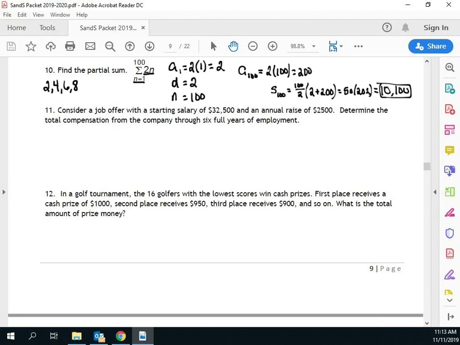Okay? All right. Consider a job offer with a starting salary of $32,500 and an annual raise rate of $2,500. Determine the total compensation from the company through 6 full years of employment. So this actually plays into effect, guys. You've got to be able to say, okay, if I'm going to do this and give this top promise to this guy, can I fulfill it in 6 years? Because, I mean, after 6 years, he's getting a $1,000 raise. That's $6,000 more a year than he was making when he first started.